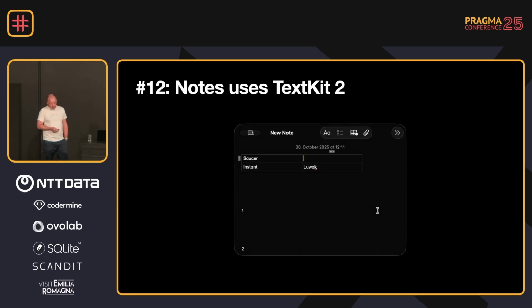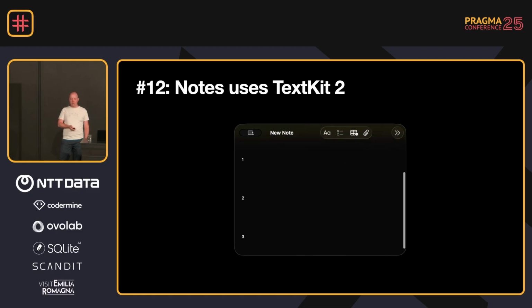Right, so let's do a fun thing. How do we know Notes uses TextKit 2? How do we? Let's type some text. Let's select it. Let's scroll down. I'm typing at this moment, nothing happens. I scroll up, oh, the focus is gone. How did that happen?